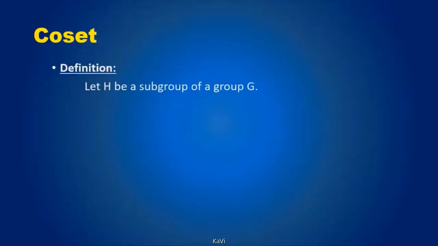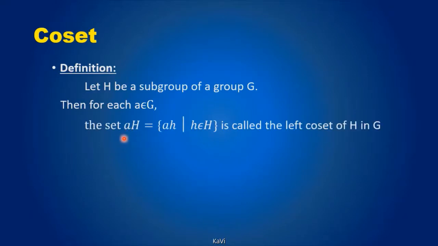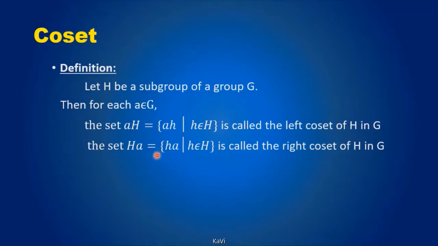Let H be a subgroup of a group G. Then, for each a belonging to G, the set denoted by aH, which is the collection of all the elements ah such that h belongs to H, is called the left coset of H in G. And the set Ha, equal to the set of all ha such that h belongs to H, is called the right coset of H in G.